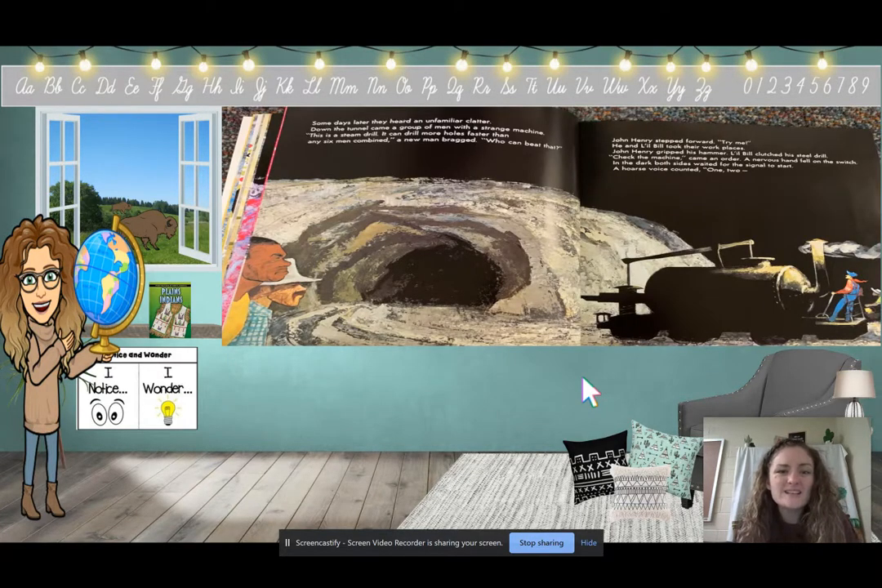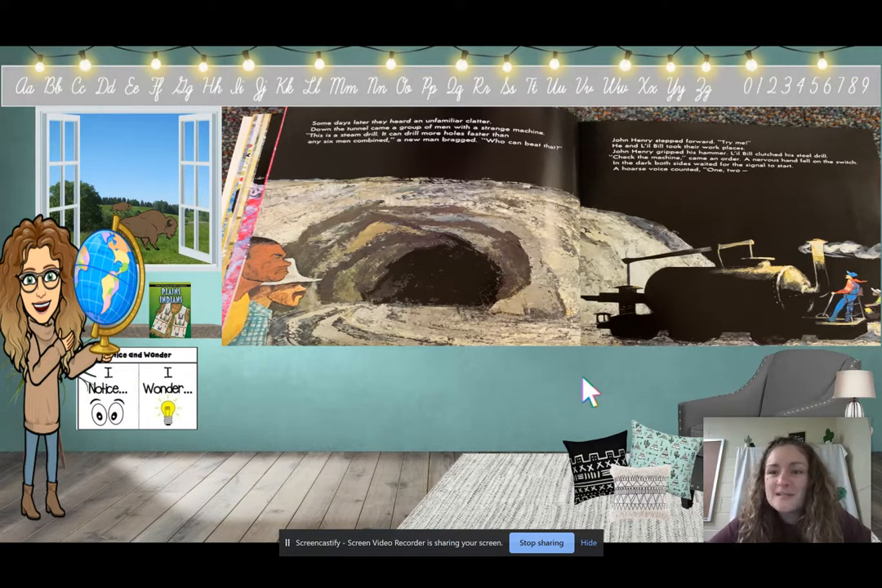Some days later, they heard an unfamiliar clatter. Down the tunnel came a group of men with a strange machine. "This is a steam drill. It can drill more holes faster than any 6 men combined," a new man bragged. "Who can beat that?" John Henry stepped forward. "Try me." He and Lil Bill took their workplaces.